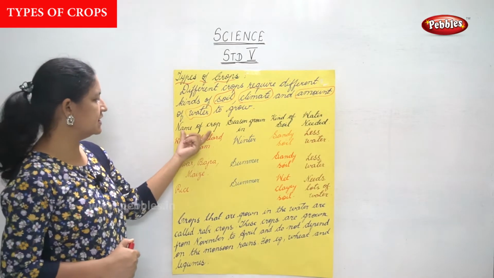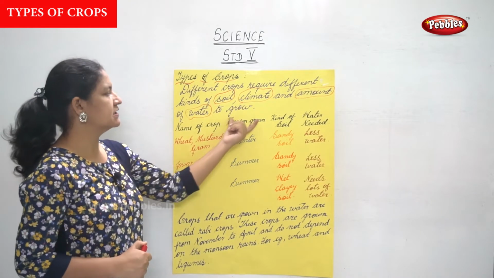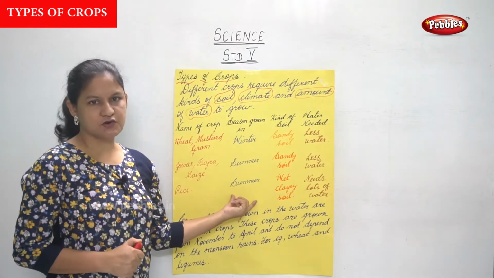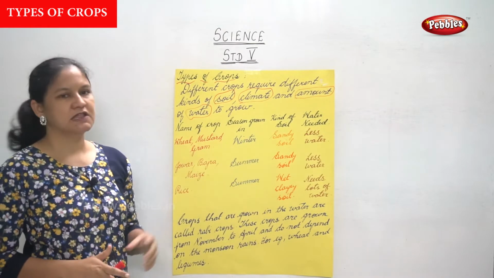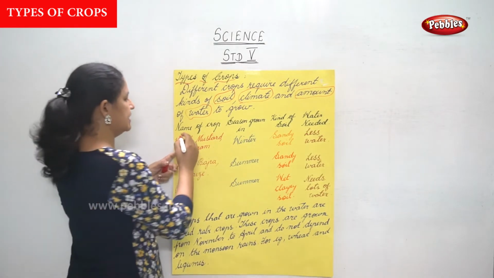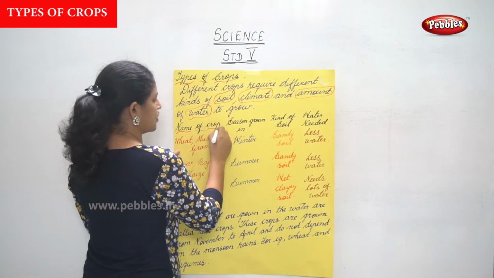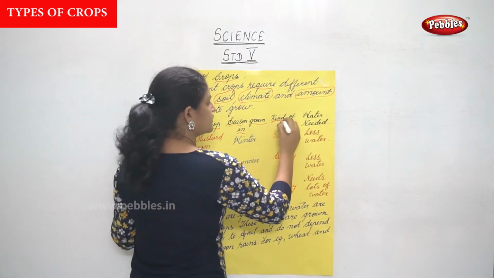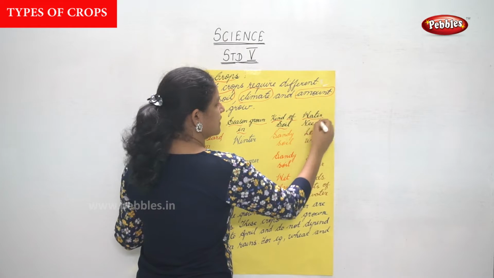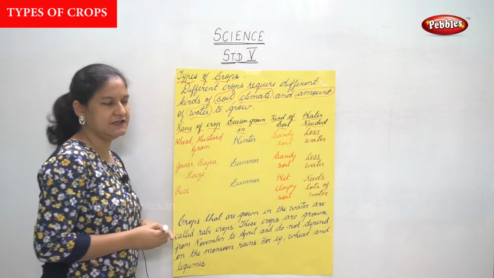So we are going to see the names of the crops, the seasons that it is grown in, the kinds of soil it requires and the amount of water needed. So we have the name of the crop, we have the season in which it is grown, the kind of soil that it requires and the amount of water that is needed.